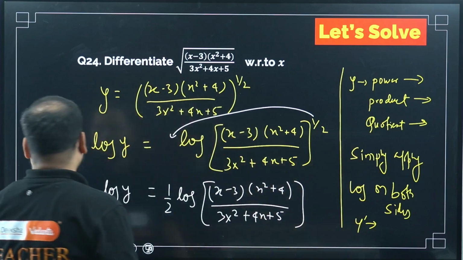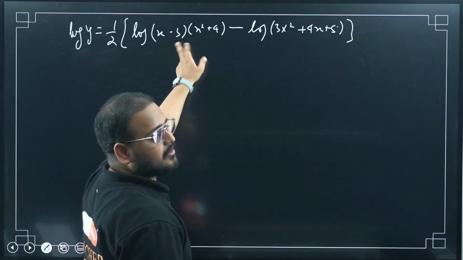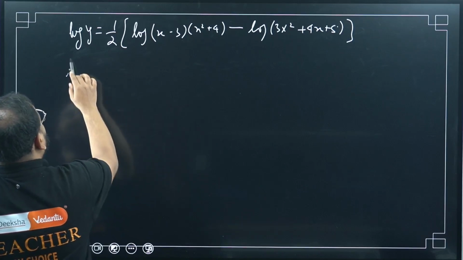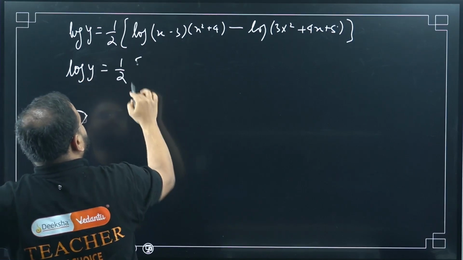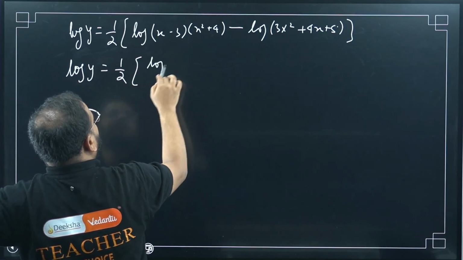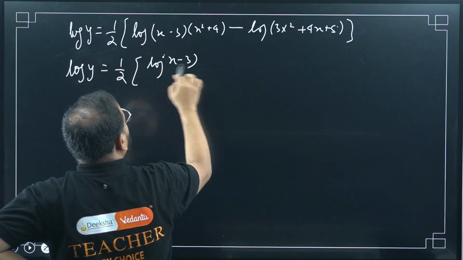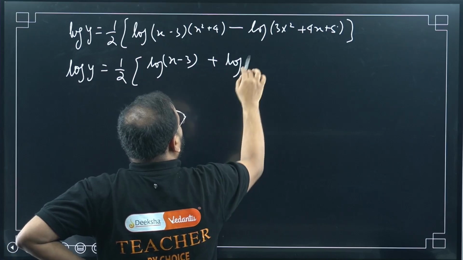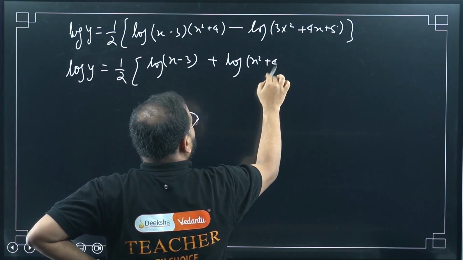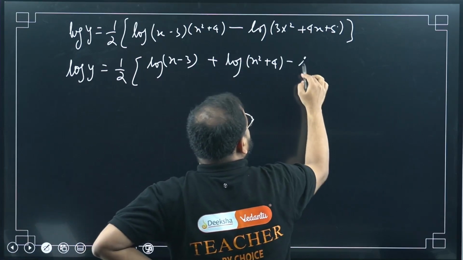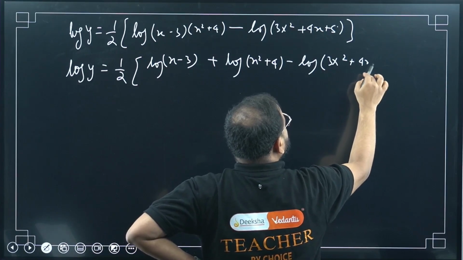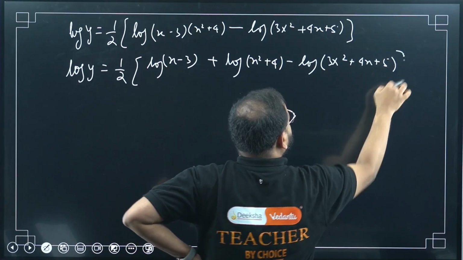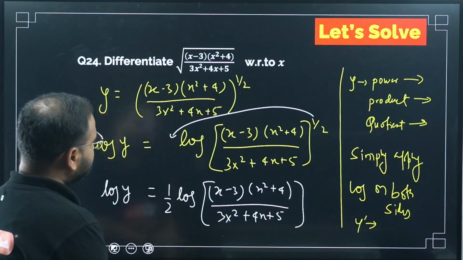Now you see, I also have a product here, so I can apply this again. See, I have taken a question where everything is there. Okay, so 1 by 2, apply the product here. So log of x minus 3 plus log of x square plus 4. Okay, and this will remain as it is: log of 3x square plus 4x plus 5. Okay, have I missed anything?